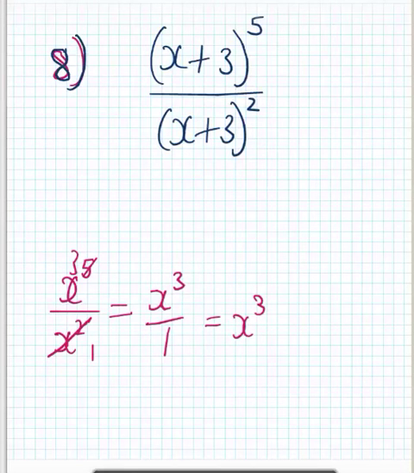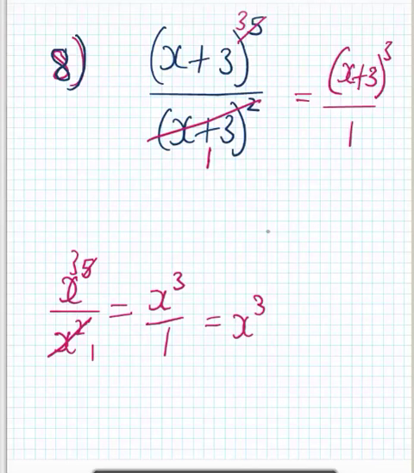Okay? So now, let's do the same thing. I've got 2 x plus 3's on the bottom. My smallest amount can go. It's really a 1. And 5 take away 2 is just the power 3. So I'm left with x plus 3 to the power of 3 over 1, just like down here, x to the power of 3 over 1, which equals x plus 3 to the power of 3. And we're done.